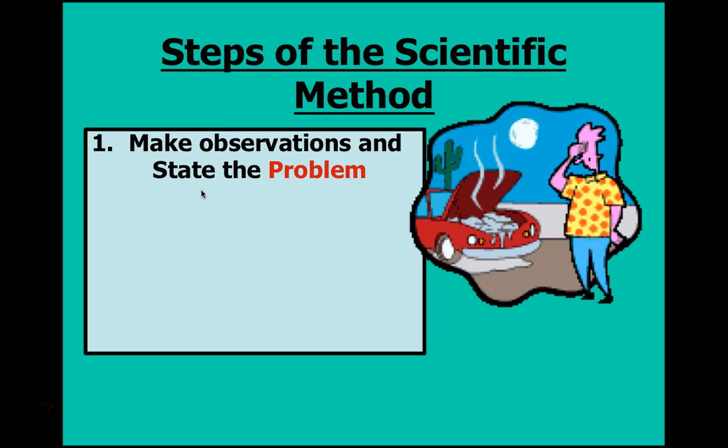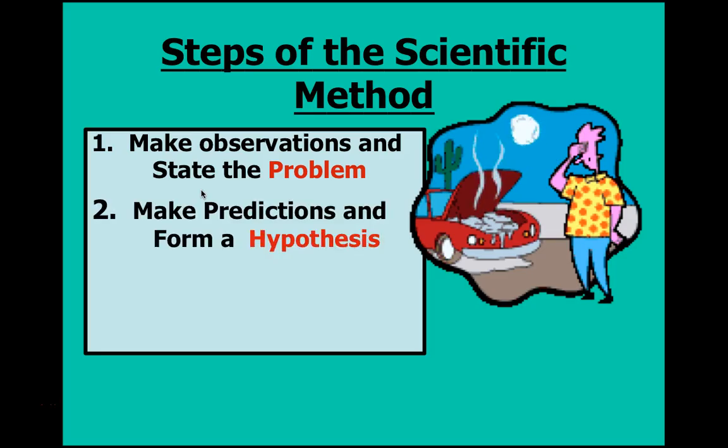So let's start going over the steps of the scientific method in order. And the first step is to make observations and state the actual problem. This problem could also be a question. In order to have an experimental design or experimental steps, you must have a problem or question that you want to solve.